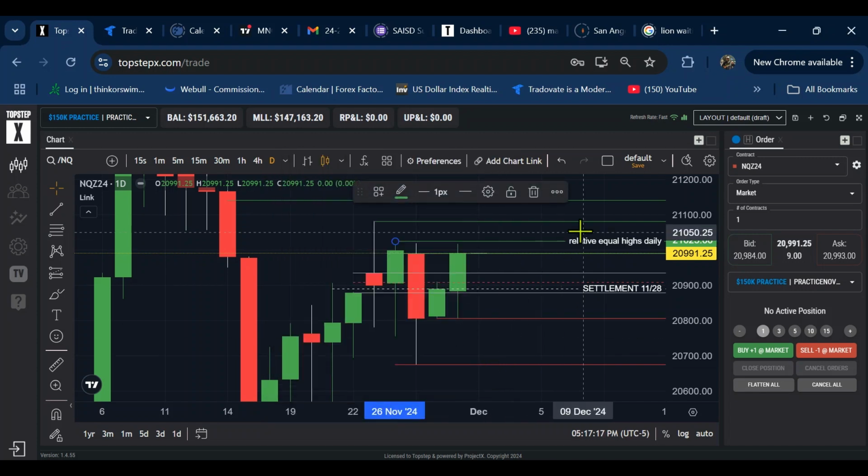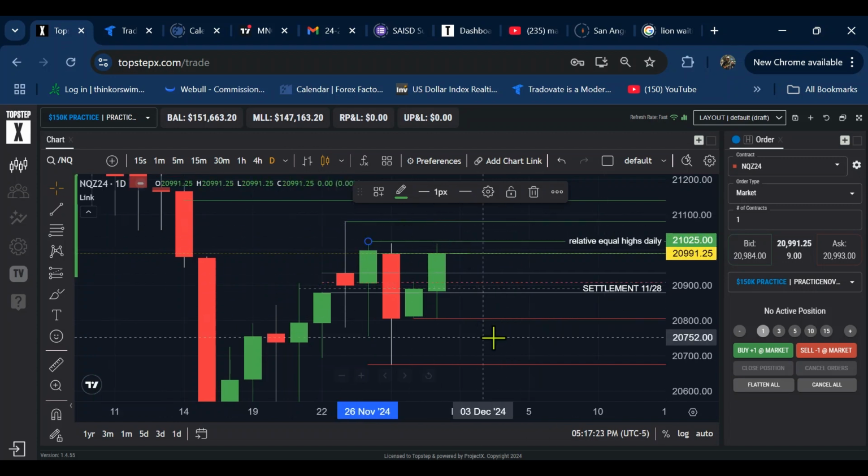Okay, so we got our relative equal highs on the daily, and then this would be the high for last week. Could also be a target. Now, I don't have deep enough pockets to trade that.